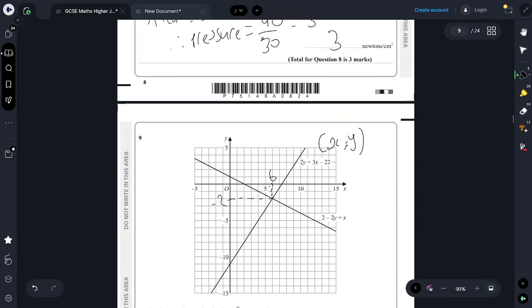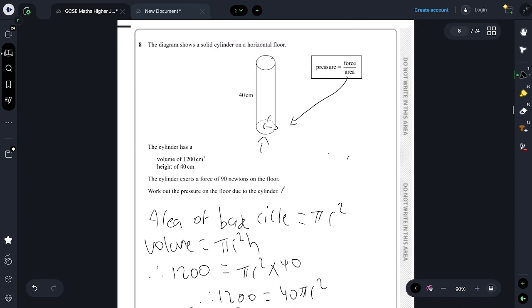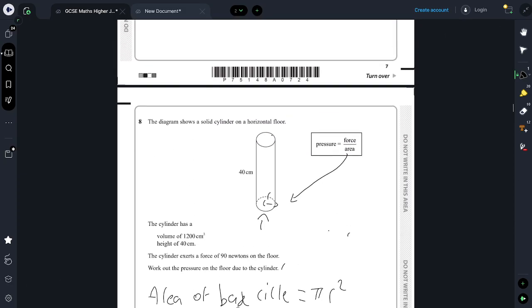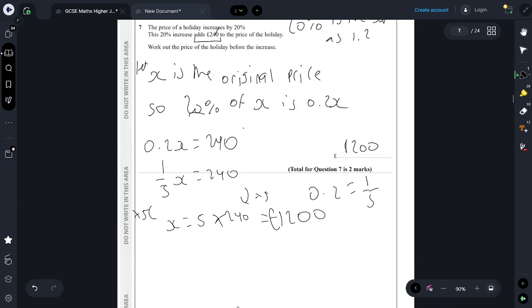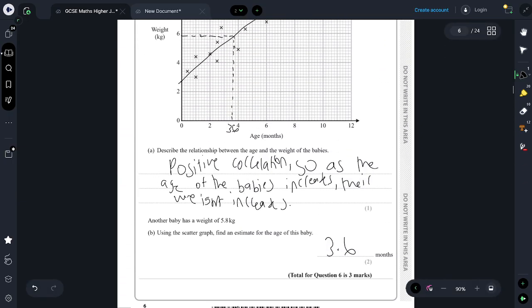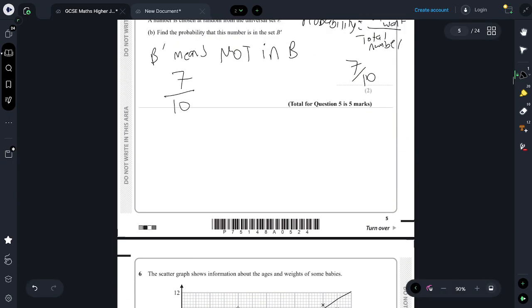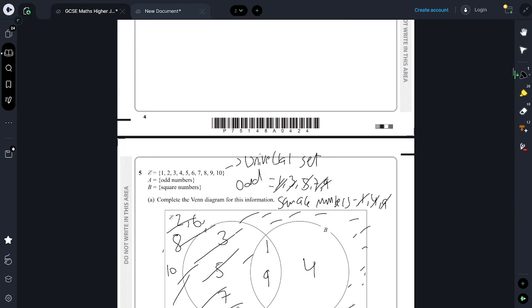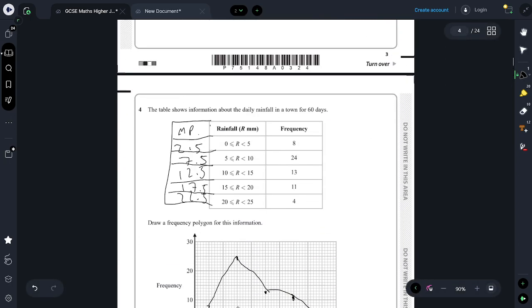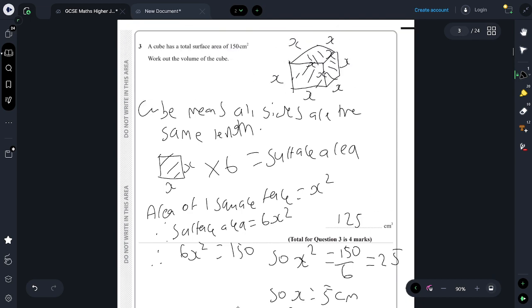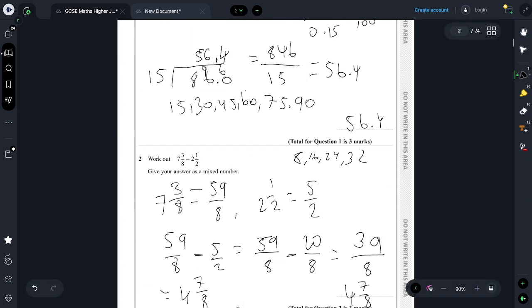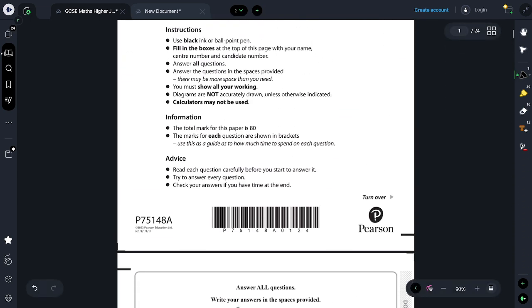Hopefully that makes sense. This is the whole idea of this, trying to demonstrate what the thought process is, how you should approach the paper and do the questions, what you should be thinking, what you should be writing, and so on. Hopefully this made sense. But as I say, if there are any questions, let me know. Obviously, you've got a paper on Thursday.